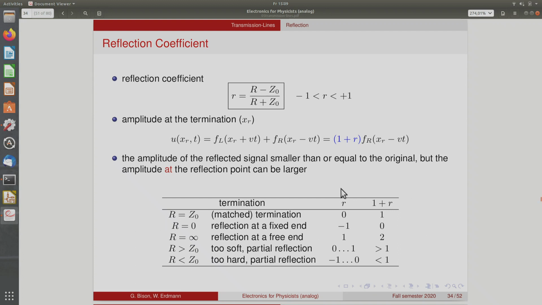And if you have something that is in between, so when you have a resistance that is larger than Z0 but not infinite, then your termination is too soft. So a large resistor is like a soft termination, and it's too soft when it's larger than the characteristic impedance. So you get a partial reflection. So part of your signal is reflected, but you still see a bit of an excess of your signal. While on the other hand, if the termination is too hard, so you make a too small resistor here, there's also partial reflection with a negative sign, and the amplitude at the reflection point is less than 1.